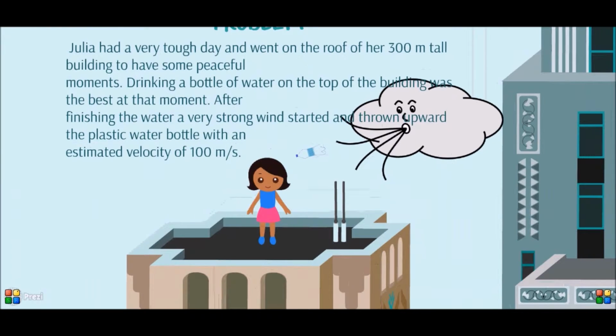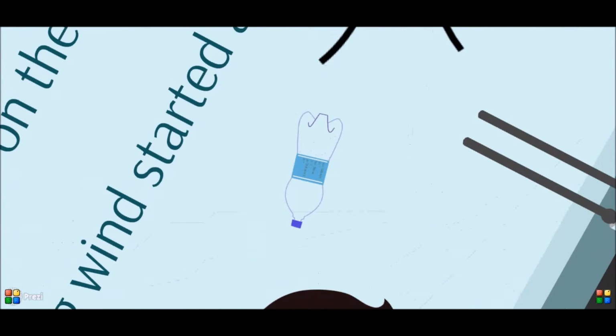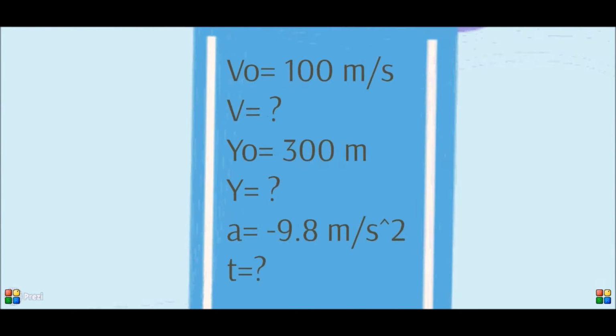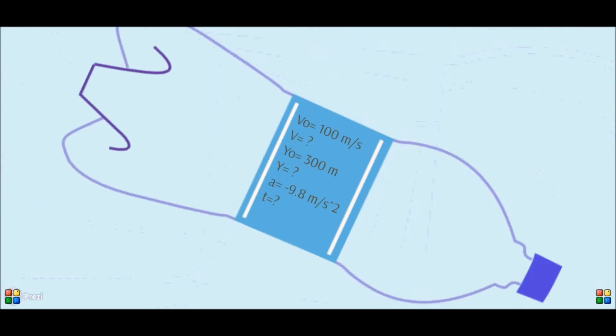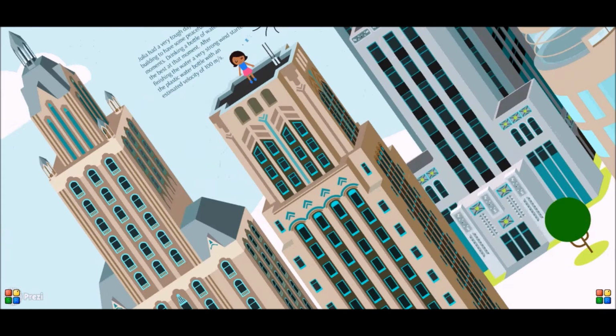So we're going to present problem number 2, which says: Julia had a very tough day and went on the roof of her 300-meter tall building to have some peaceful moments. Drinking a bottle of water on the top of the building was the best at the moment. After finishing the water, a very strong wind started and threw the plastic bottle upward with an estimated velocity of 100 meters per second. Then they asked us for 6 different things, which we're going to present after this.